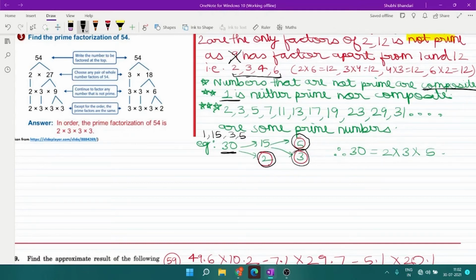So now we can write 30 as the product of all of its prime factors. So we can write 2 into 3 into 5. We will not write 15 because 15 is not a prime number and we need prime factorization. So 30 is 2 into 3 into 5.